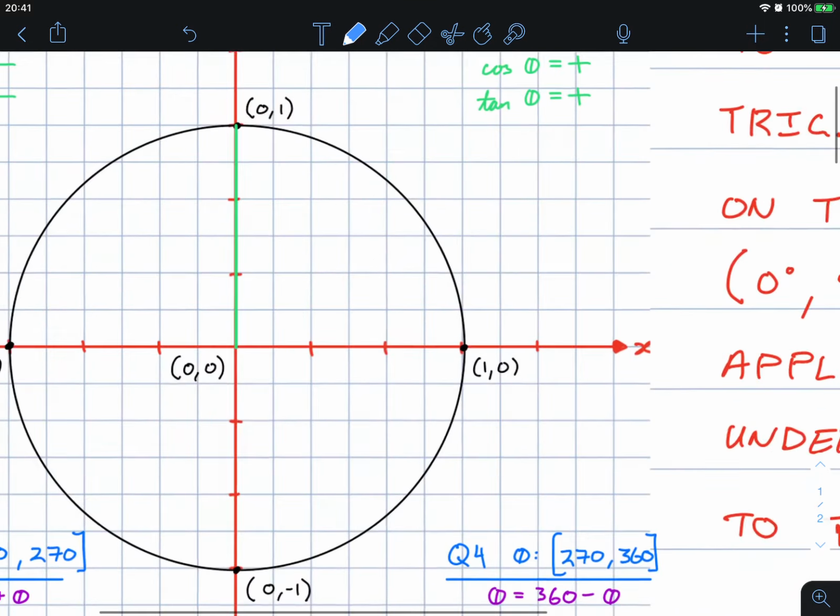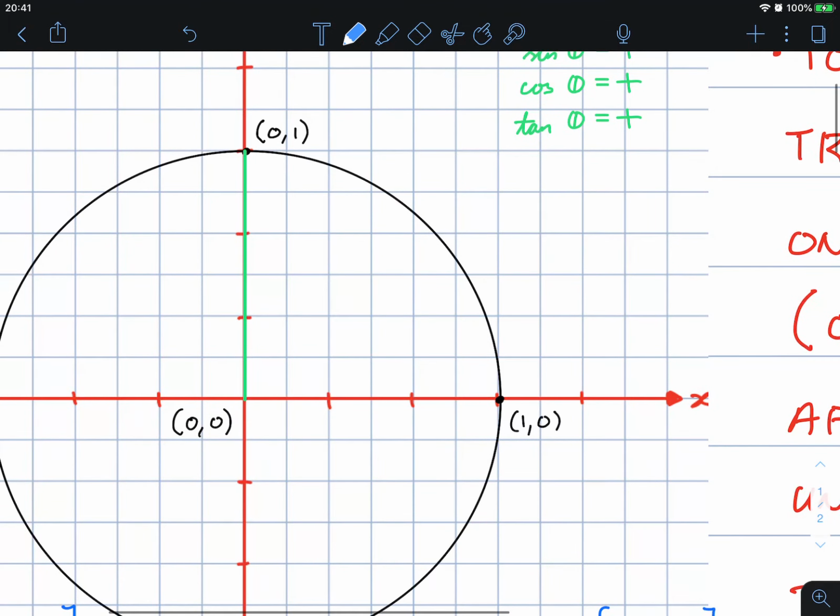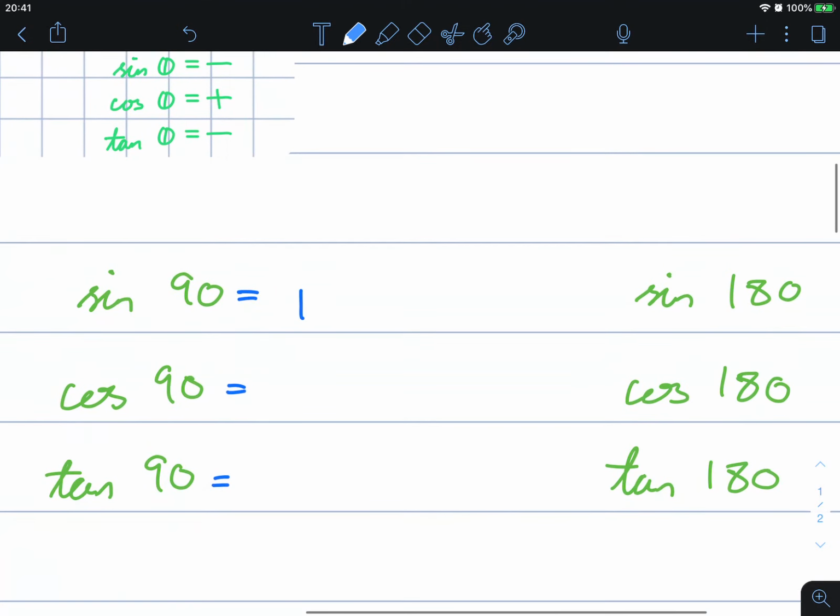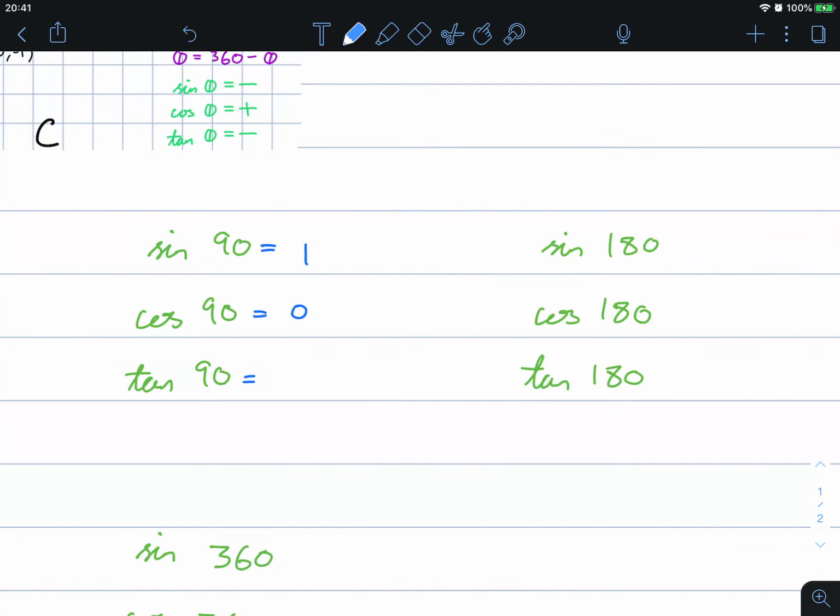Cosine of 90, well, if you take a look, there is no x value because it's straight up from the origin. So cosine of 90 degrees is 0. Tan of 90, well, that's going to be y over x, in which case it's going to be 1 over 0, which is, well, 1 divided by 0. If you research it mathematically, this is undefined. There is no answer.